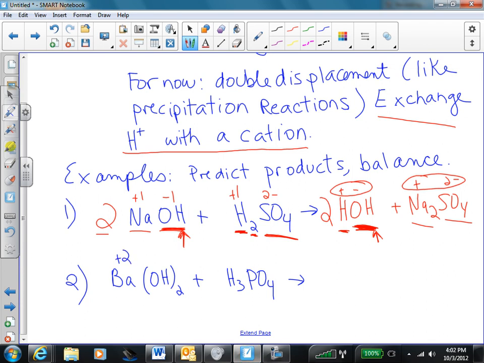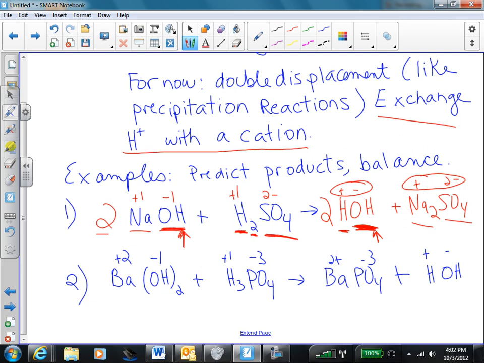Barium is in the +2 column. Hydroxide has a -1 charge. H has a +1 charge. PO4, what's the charge on a phosphate? Hopefully you got it. -3. Okay. Switch the positives and the negatives. So the barium +2 goes with the PO4 -3. And the H +1 goes with the OH -1.